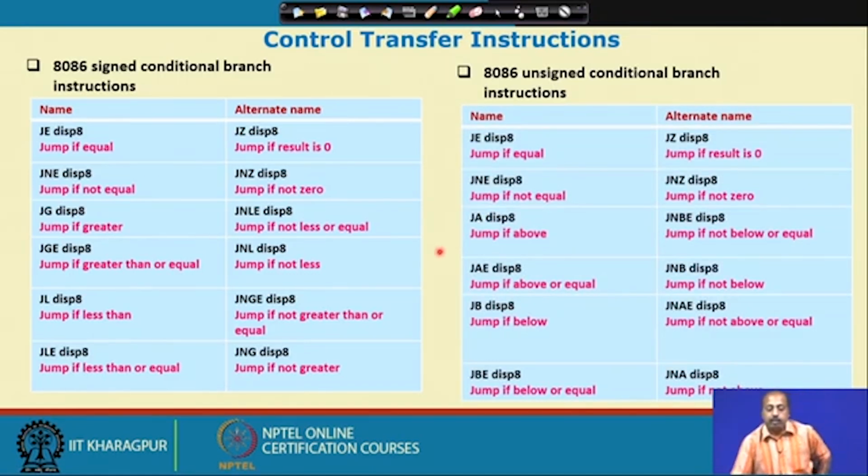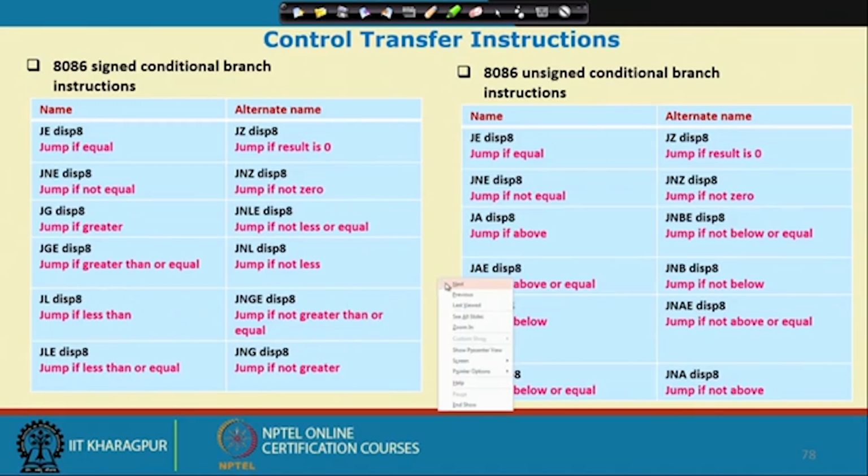On the other hand, for the unsigned conditional branch instructions, some of the instructions are different. Like, instead of jump if less, we have jump if below, JB. Similarly, jump if not above or equal is the same as JB. These are the unsigned ones, so they do not check the sign bit, whereas the signed ones actually check the sign bit. Otherwise both of them are the same.